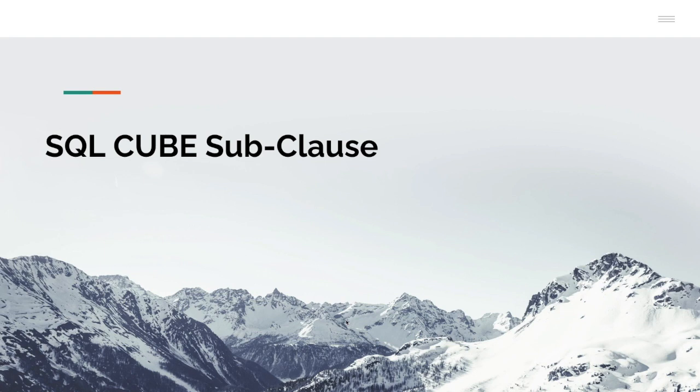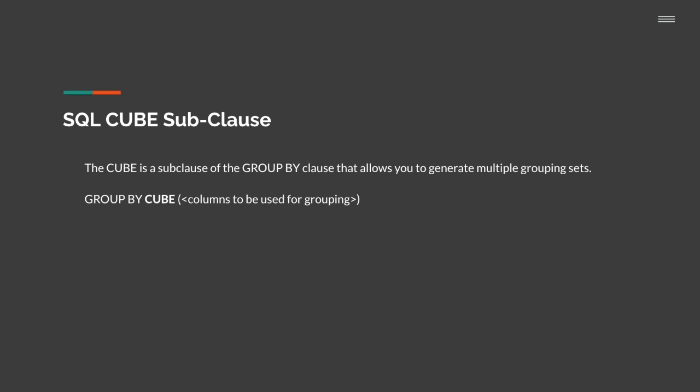Let's take a look at how to use the cube subclause in SQL. The cube is a subclause of the group by clause that allows for you to generate multiple grouping sets. The syntax to use the cube subclause will be the group by keyword, then you'd provide the cube keyword, and in brackets you'd place the columns that you'd want to be used for the grouping.